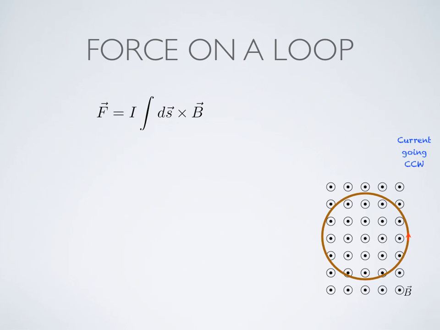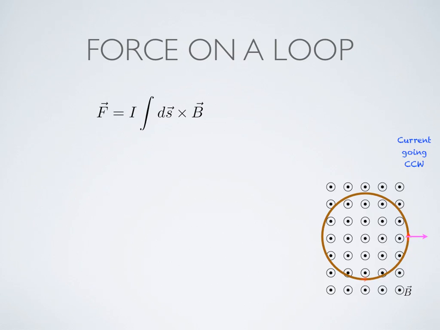Starting out here at the 3 o'clock position, if the current comes upward there, take your fingers and lay them in that red arrow direction and curl them so they're pointing at you. Your thumb should point from the left side to the right side of the screen. The force on that little segment of wire is outward, away from the center.